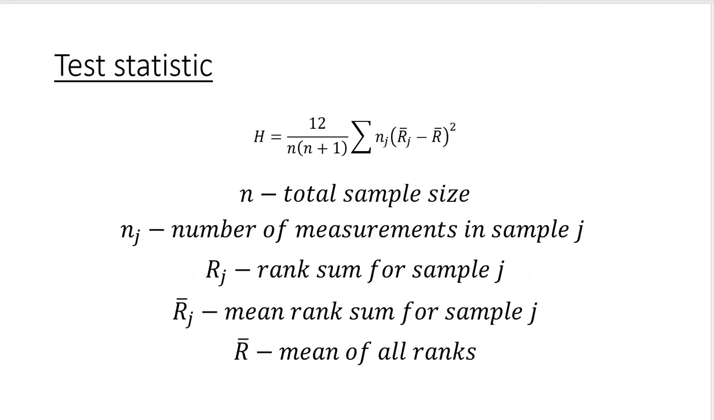So this is the formula according to which you compute the test statistic. Here N stands for the total number of observations in all the samples, and nj stands for the number of observations in sample j. Rj stands for the rank sum for sample j, Rj bar stands for the mean rank for sample j, and R bar stands for the mean of all the ranks.